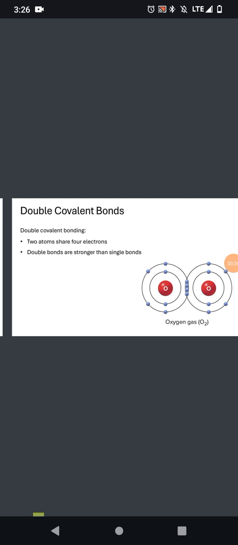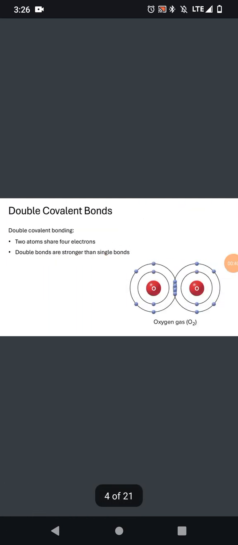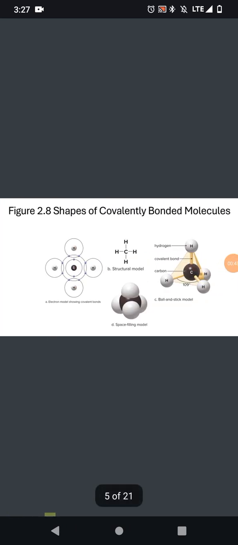I don't think we did double covalent. Double covalent bonds. Double covalent bonding is when two atoms share 4 electrons. Double bonds are stronger than single bonds.